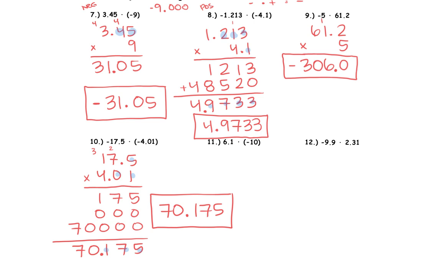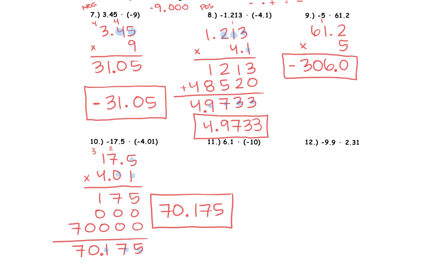As you look at number 9, one thing that you should notice here is, I flip-flopped and put the 61.2 on top and the 5 on bottom. It's much easier to multiply having the one with more digits on top and the one with less digits on the bottom. Because the order doesn't matter for multiplication, it's no big deal for you to do that.